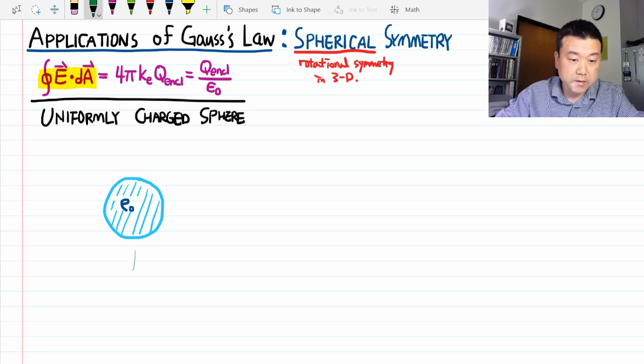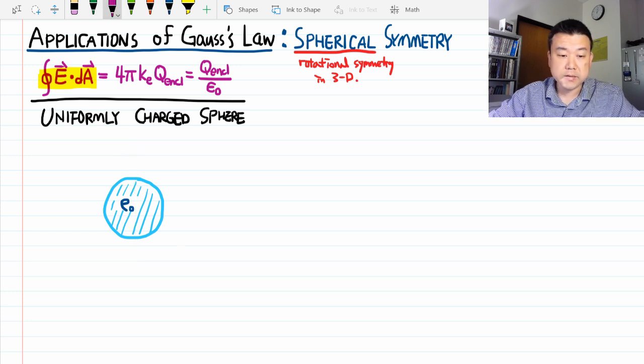You can take this, rotate it around any kind of axis, and nothing changes. And we'll see soon just how useful this fact is. Let's say this sphere of charge has radius r. The question we are most interested in here is: what is the electric field? And we have some sense it's going to depend on the distance from the sphere.